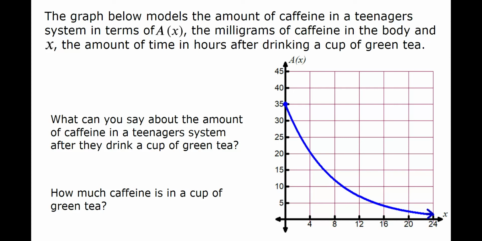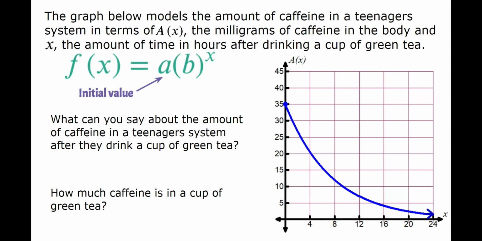The next question says the graph below models the amount of caffeine in a teenager's system in terms of A of x, the milligrams of caffeine in the body, and x, the amount of time in hours after drinking a cup of green tea. So we have two questions here. What can we say about the amount of caffeine in a teenager's system after they drink a cup of green tea? And how much caffeine is in a cup of green tea? Well, again, we have that generic function, f of x is equal to a, that initial value, times b, our growth or decay rate, to the x power.